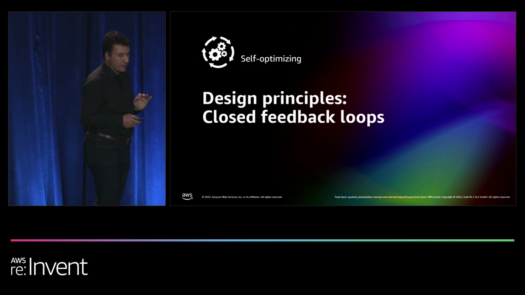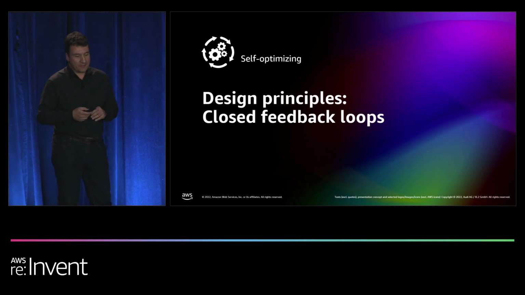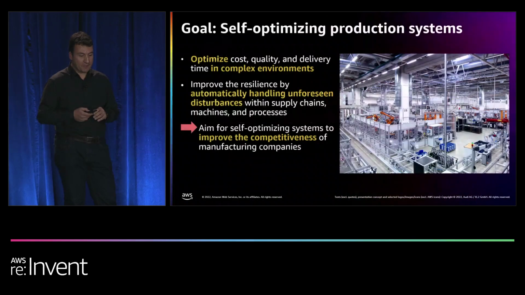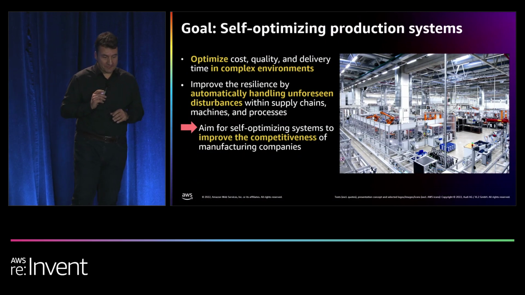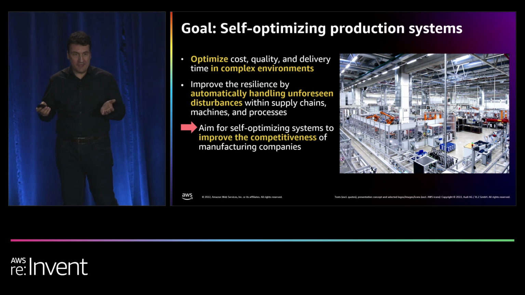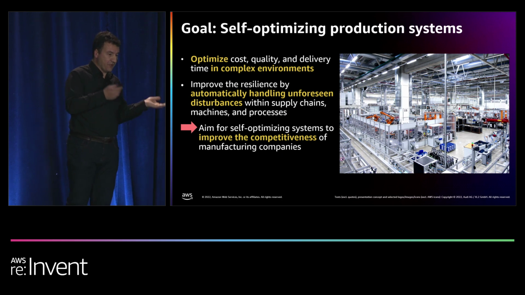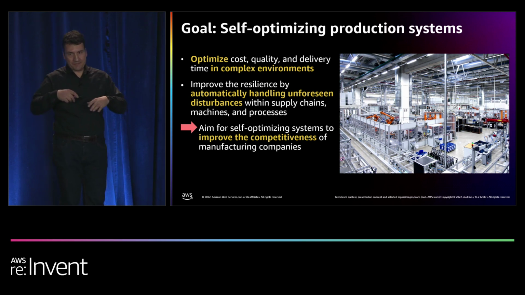The third requirement, self-optimizing. And here I'll introduce the principle of closed feedback loops. But first, why self-optimization? So manufacturers are continuously optimizing their production workflows. They are working on optimizing cost, quality, delivery time, everything.